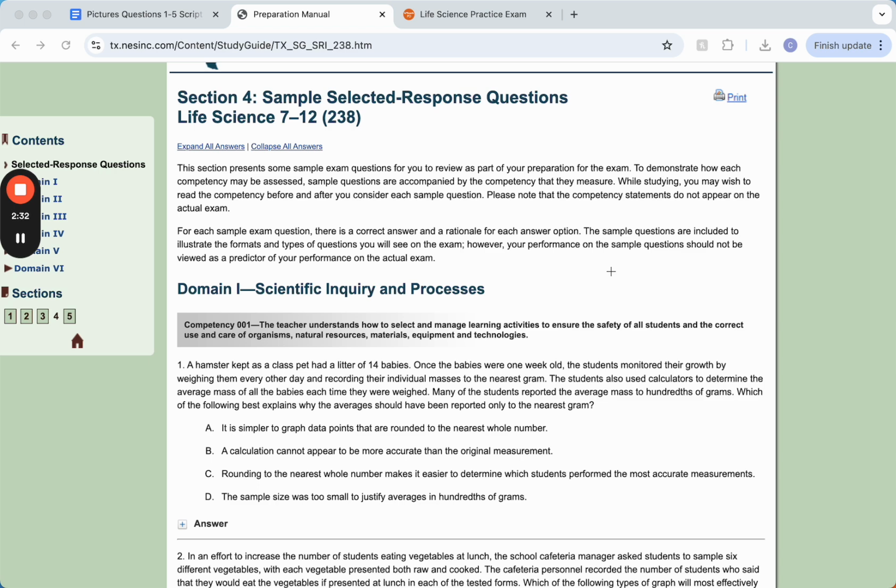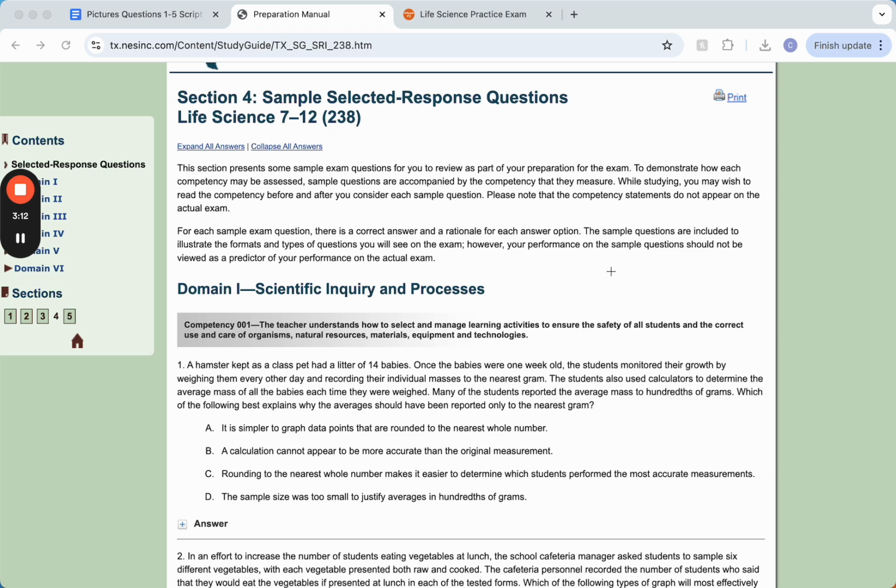So D is not correct. D says the sample size was too small to justify averages in the hundredths of grams. Sample size is irrelevant to how you determine your number of digits after a decimal. As long as you're consistent with how you started, that's what's important. For example, we would never want to start measuring to the thousandths and then decide to only go to the whole number of grams. That would be just as confusing and not give us the most accurate data. The way we decide on the decimals is through something called significant figures, which leads us to the correct answer of B. So let's go back and look at B, and then we'll talk about what significant figures are.